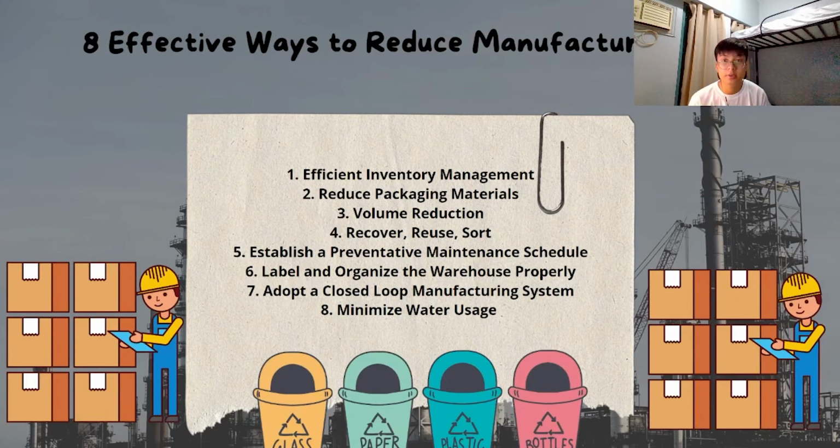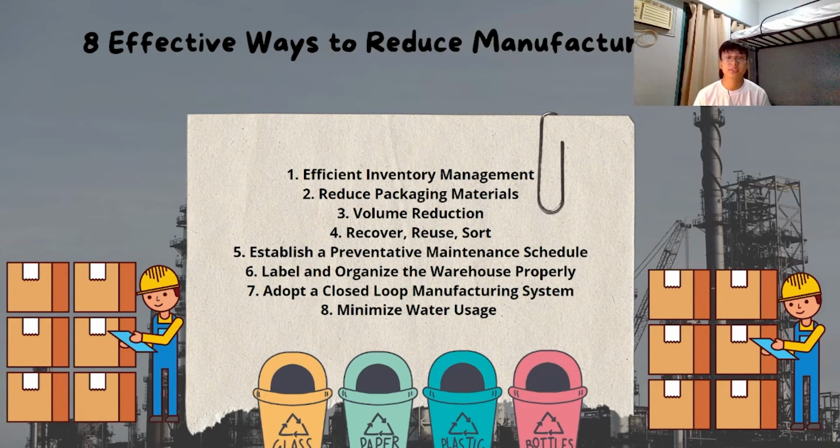So here are the 8 effective ways to reduce manufacturing waste. First, we have efficient inventory management. Second, we have reduce packaging materials. Third, we have volume reduction. Fourth, we have recover, reuse, sort.